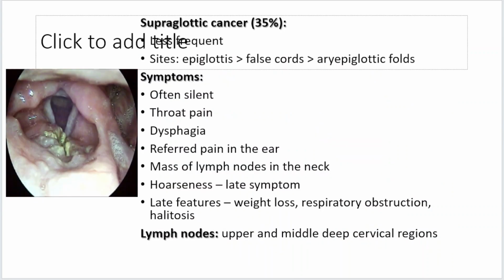Now coming to supraglottis. Supraglottis is the second most common cancer of the larynx after glottic carcinoma. It constitutes 35% of all laryngeal carcinomas. As I said, it is less frequent compared to glottic carcinoma. What are the sites there?